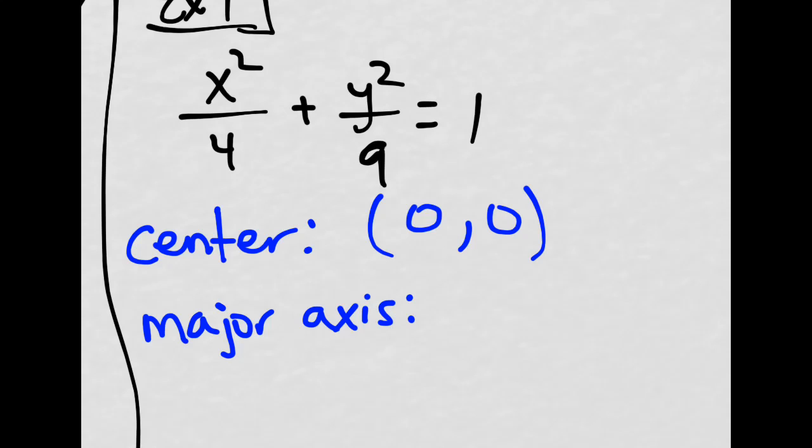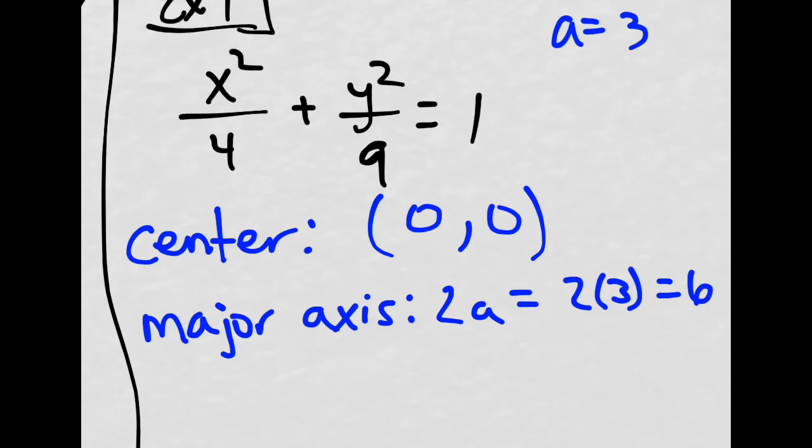Wait, do you always say square root of it? Yes. So a is equal to 3. So the major axis is 2a. That's going to be 2 times 3, which is 6. So the major axis is 6.